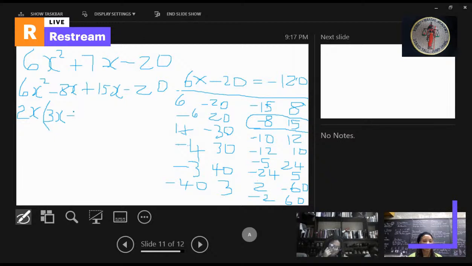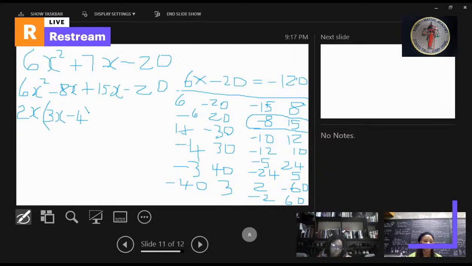4. Tell me how you're getting the 4. You have to walk me through it. Okay, so it'd be negative 8x divided by 2x, and that gives negative 4.